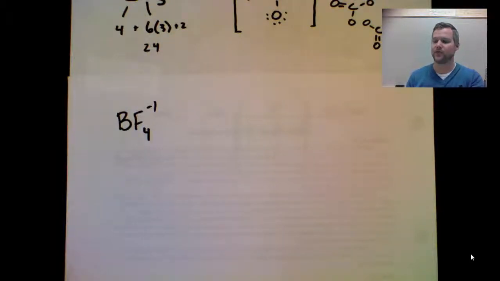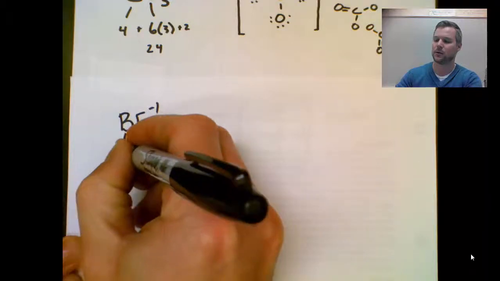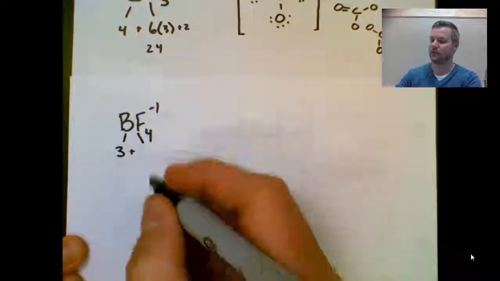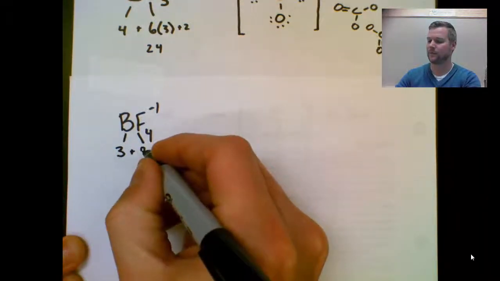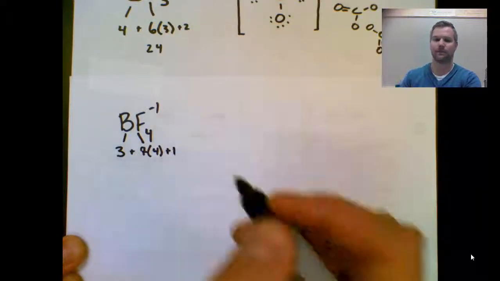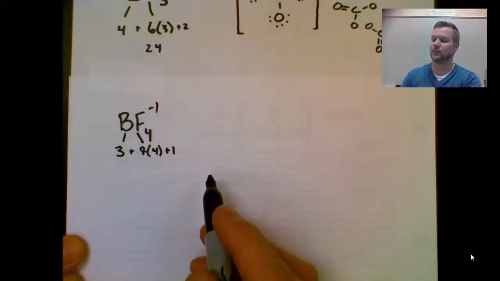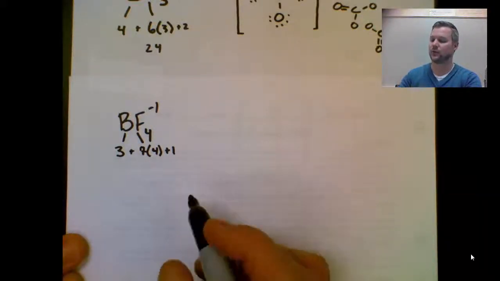All right, here we have BF4-. Boron lives in group 3. Fluorine lives in group 7. 4 copies. Since it's -1, we add 1 more. 7 and 4. 7 times 4 is 28. Plus 1 more makes 29. Plus 3 more is 32.